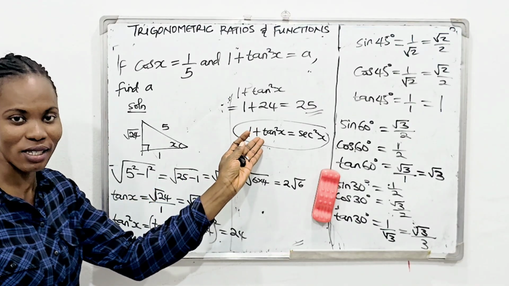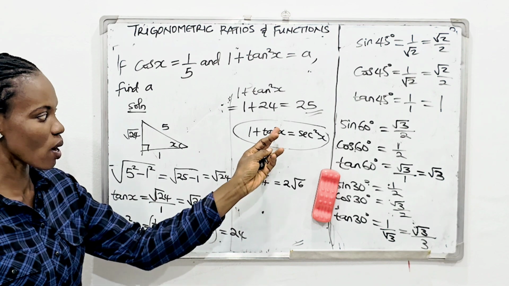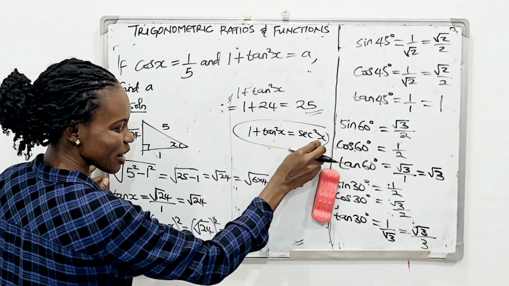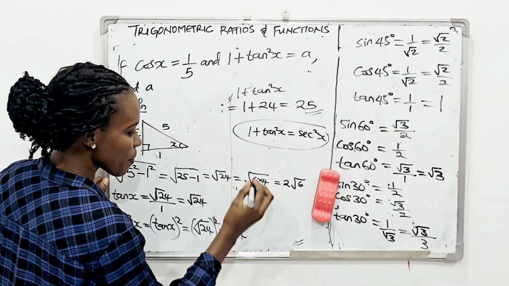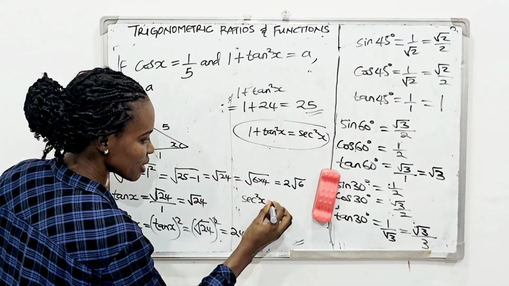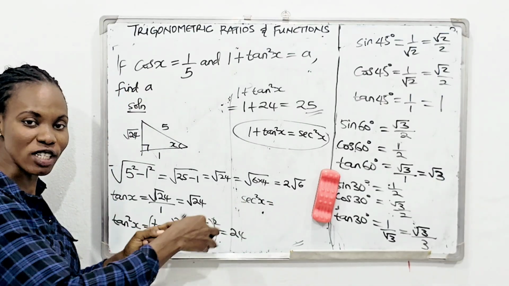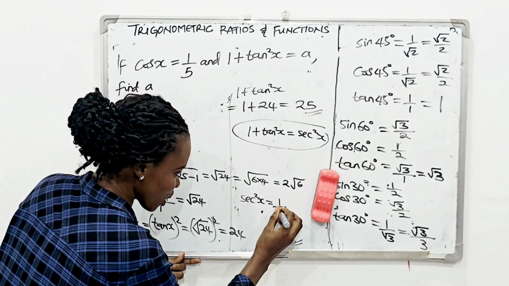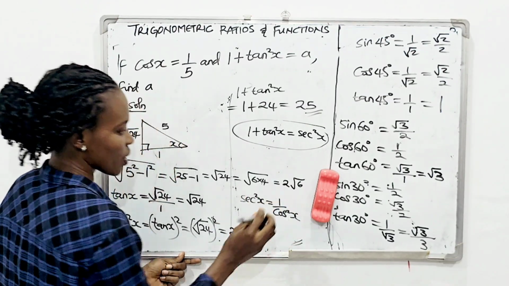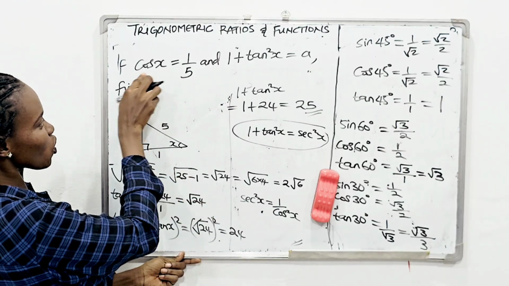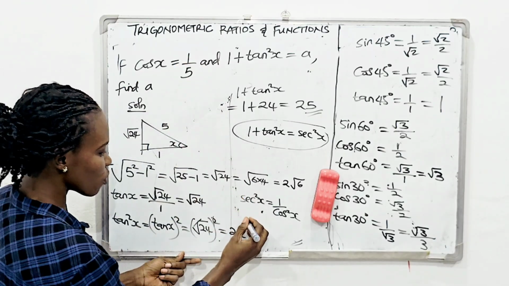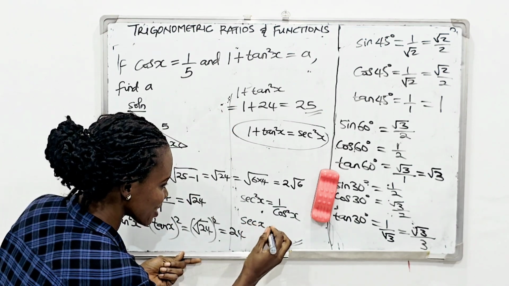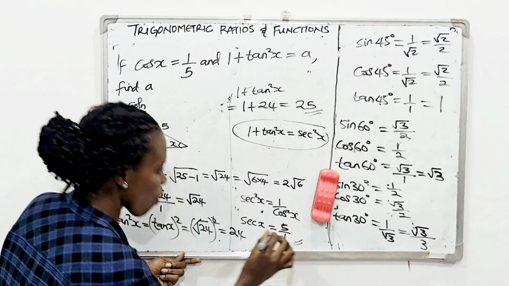But you can quote this identity if you know it: 1 plus tan square x is equal to sec square x. If you quote this, what we go and find is sec square x. I told you sec means what? Reciprocal of cos. So if I can find my cos, and we have been given cos, our cos is 1 over 5. So reciprocal of cos will be 5 over 1. Are you getting it? So sec x is equal to 5 over 1.